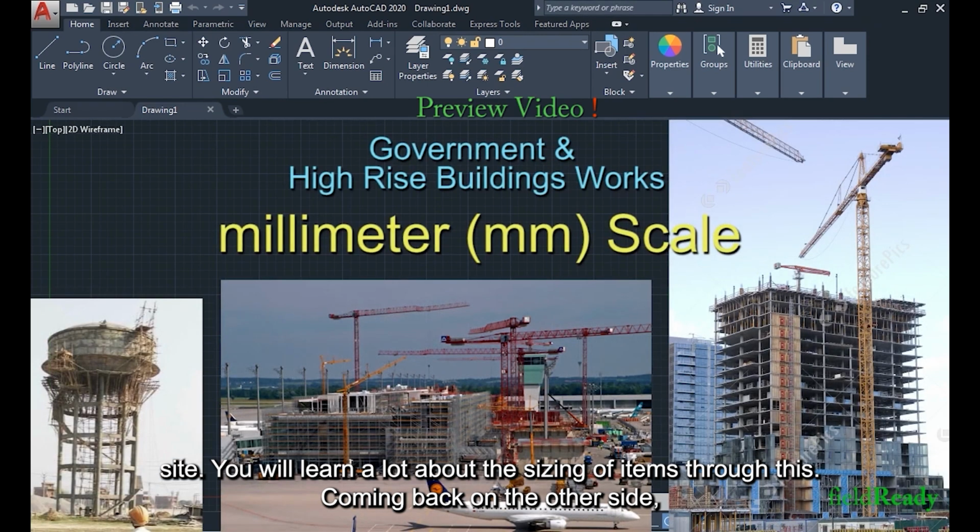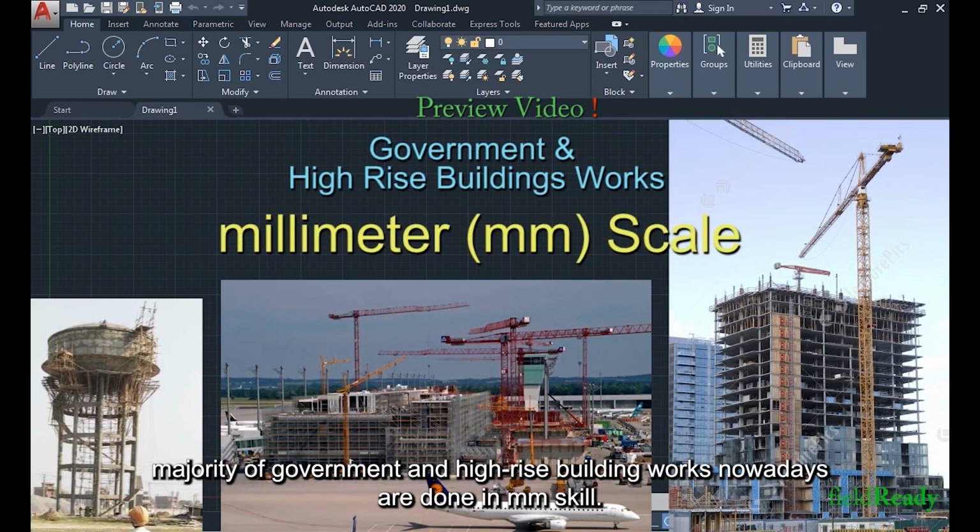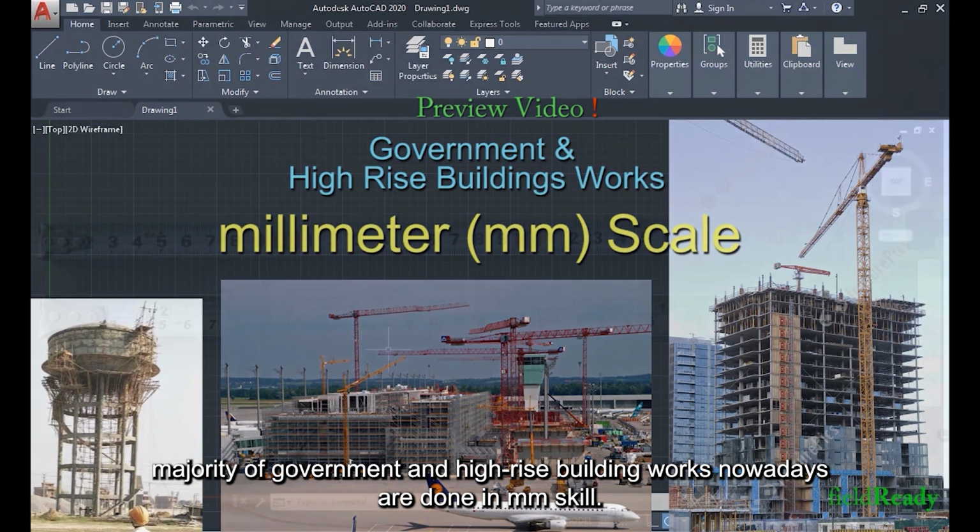Coming back, on the other side, the majority of government and high-rise building works nowadays are done in mm scale.